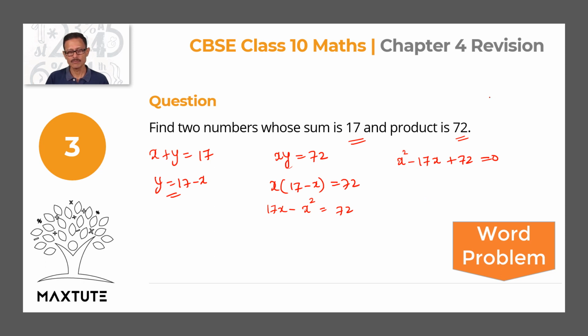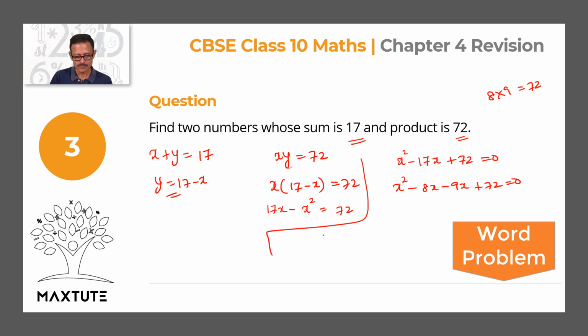We need to break this middle term, minus 17, and get a plus 72 x square as a product. How is that going to happen? 8 times 9 equals 72. Minus 8 plus minus 9 is a minus 17. So it's going to factorize as x square minus 8x minus 9x plus 72 equals 0. If we take x as a term common from these two, we are going to get x into x minus 8. Minus 9 as a term common from these two will leave us with another x minus 8. So that's going to be x minus 8 times x minus 9 equals 0.